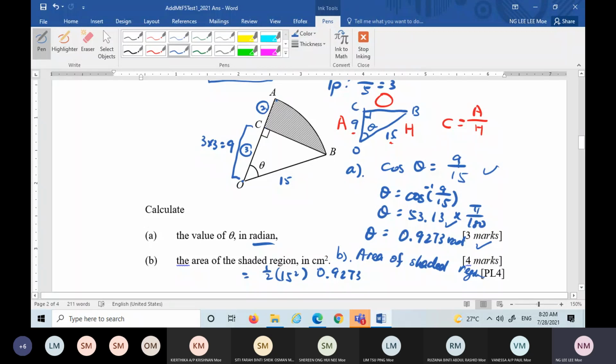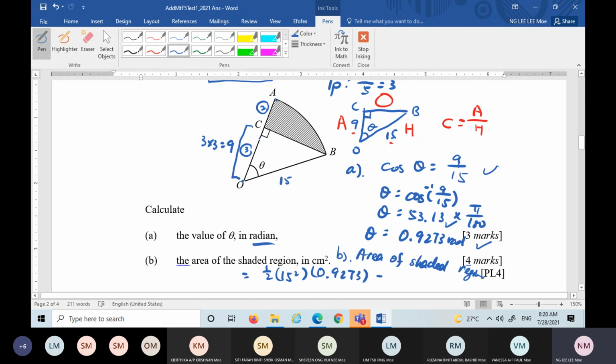Okay, that answer we get from part A. Then minus the triangle. For the triangle, you can use this one as the base and this one as the height, but you need to find the BC. Then half times the base times the height also can.